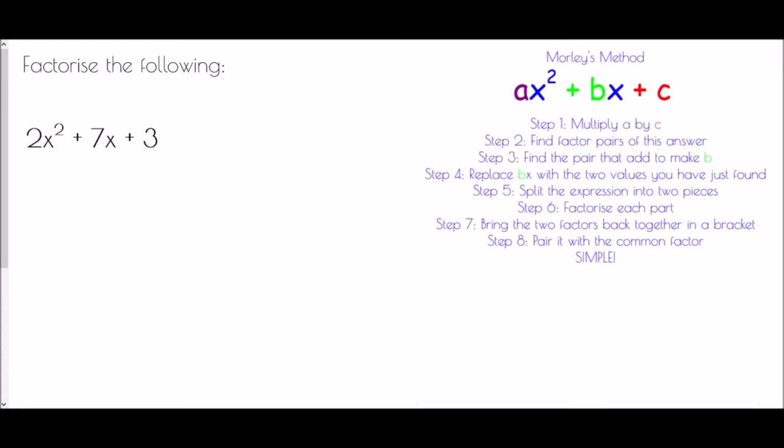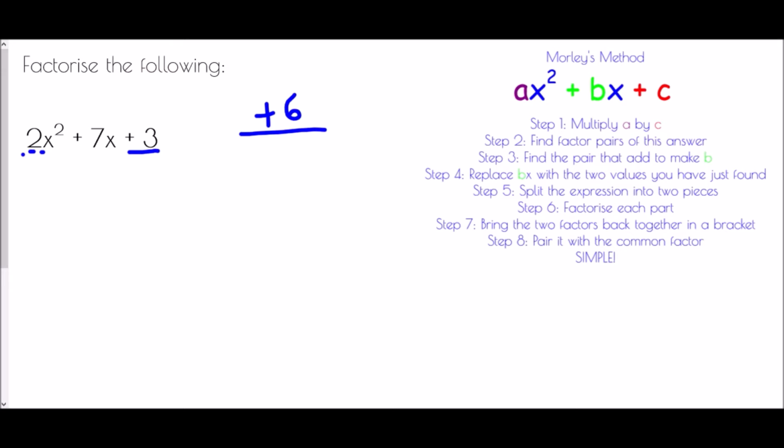Okay, so in our first example we've been asked to factorise the following: 2x squared plus 7x plus 3. And we're just going to follow the step-by-step process that's on the right hand side just to see what we need to do in order to solve this problem. The first step is to multiply a by c, so the coefficient of x squared, which is 2, multiplied by the number at the end, which is positive 3. If I multiply those together, I get positive 6.